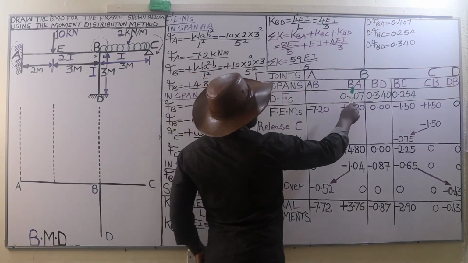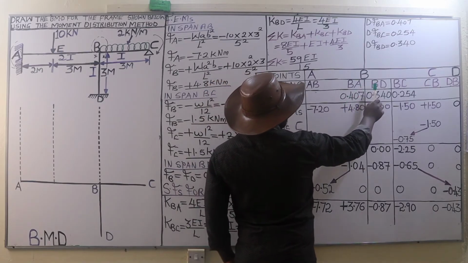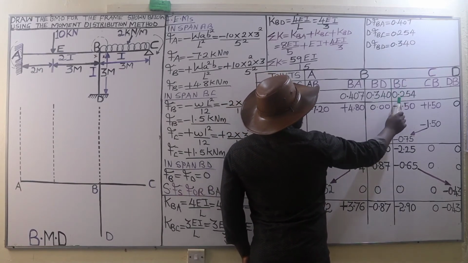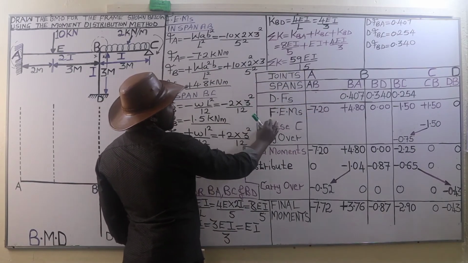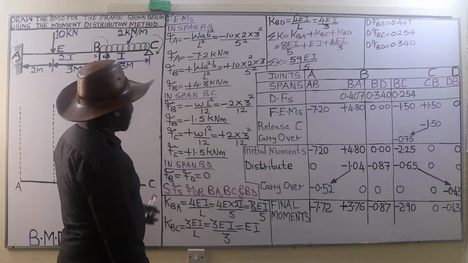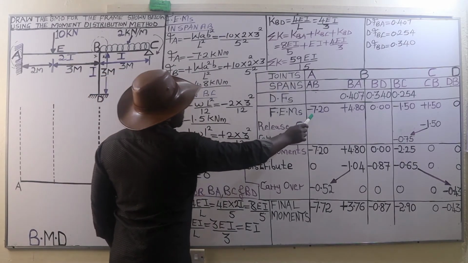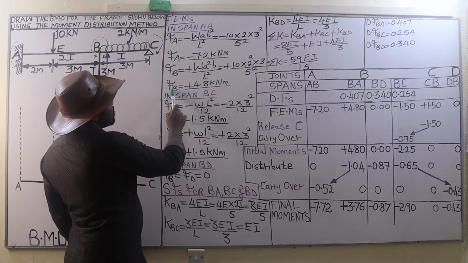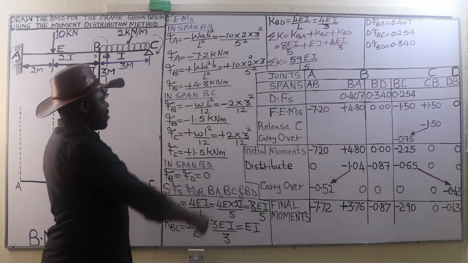The distribution factor for member BA is 0.407, for member BD is 0.340, and for member BC, 0.254. Below the distribution factors, it is followed by the fixed end moments, and we had already calculated all the fixed end moments. The fixed end moment at A is negative 7.20 kilonewton meters. The fixed end moment at B for span AB, we got as 4.80 kilonewton meters.